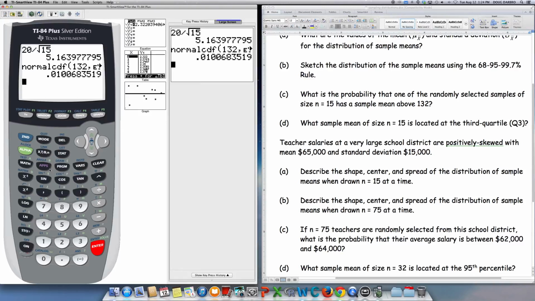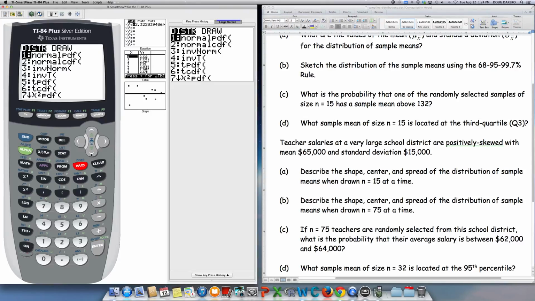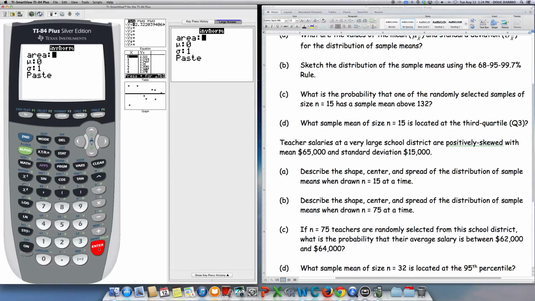Well, guys, I'm not asking the student here to find a probability or a proportion or anything that starts with P. I'm asking them to find a particular score. We know that this particular key, the inverse norm, works with area below, and we're focusing on the third quartile. So we should know by now that the area below the third quartile is 75% or 0.75.